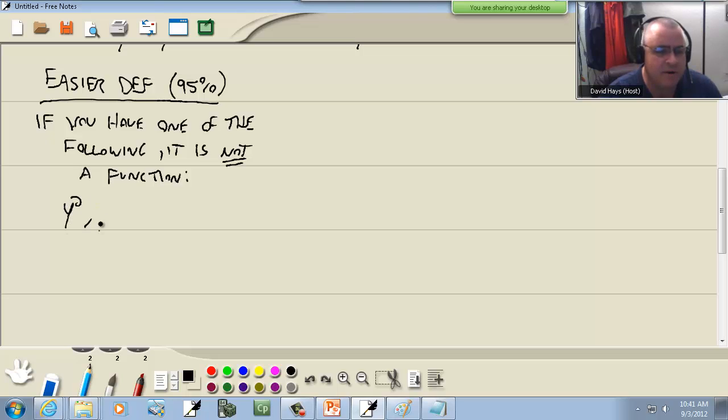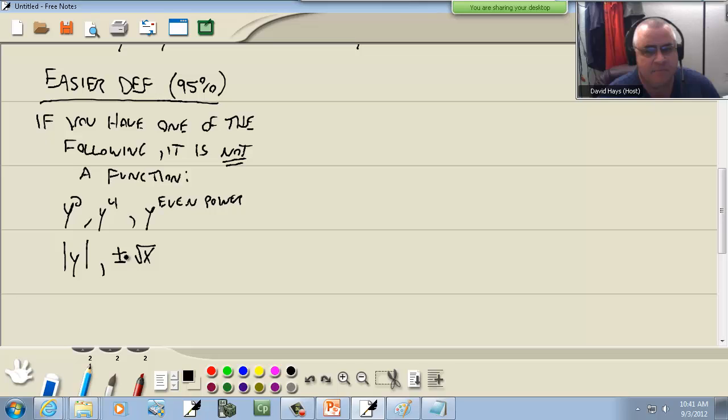If we have y squared, y to the fourth, or just y to an even power. If you have the absolute value of y. If you have a plus or minus square root of x. Now, this doesn't say that you can't have a positive square root of x, or a negative square root of x. You cannot have the plus or minus symbol in front of the square root of x. Or if you just have plus or minus x in some form, that's not a function.